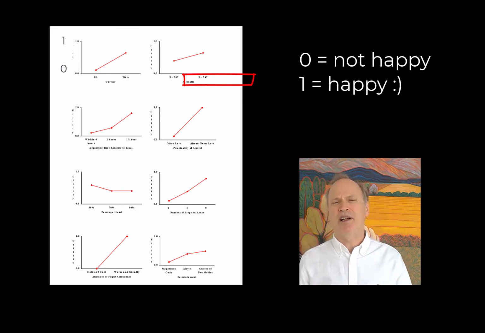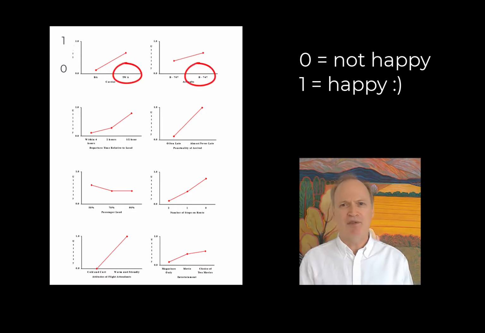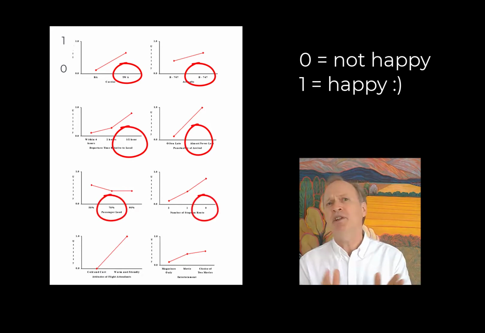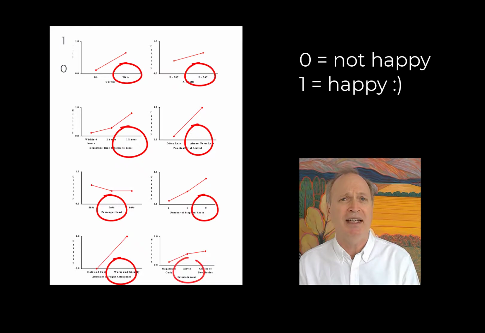Now, let's do a profile here. Let's say I'm TWA, and I circle TWA, and I'm flying Boeing 707s. I have half an hour relative to the ideal departure time. I am often late. I have 70% passenger load. I have no stops en route. I have cold and curt flight attendants, and I'm offering a movie. That's my current position in the market.